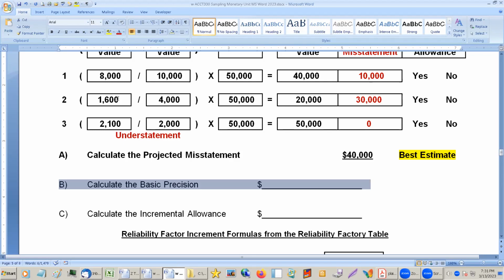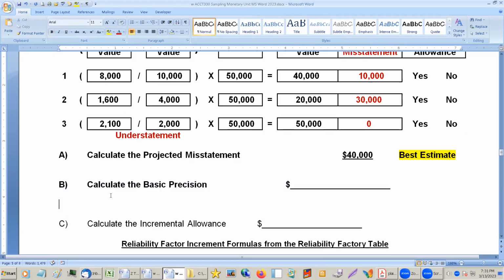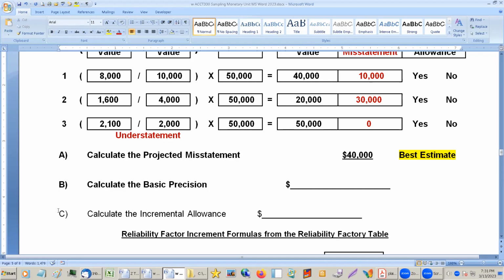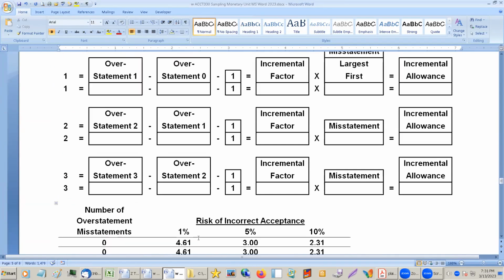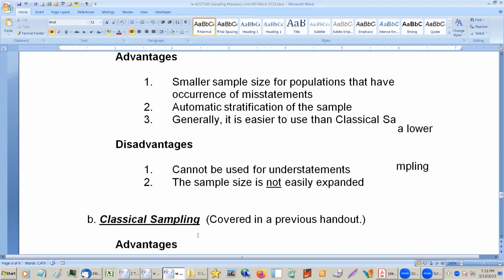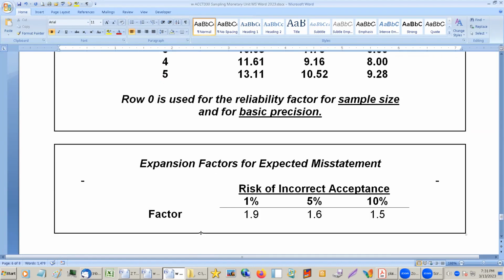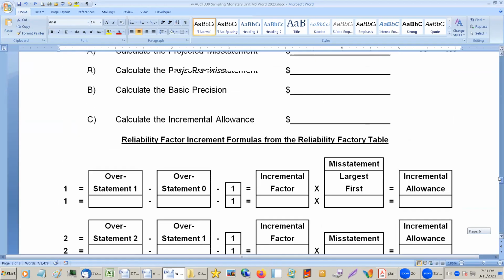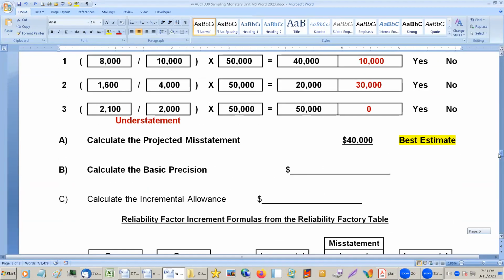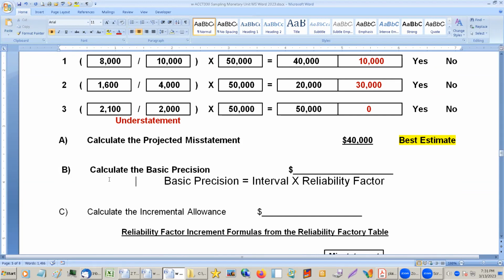So here's where that comes in, the basic precision and the incremental allowance. So first, we're going to start with basic precision. Now, if we go all the way down to the very end of this thing, we find the formula for basic precision. Why your teacher does not have that up earlier in here, I don't know. I will be putting it in. So basic precision.